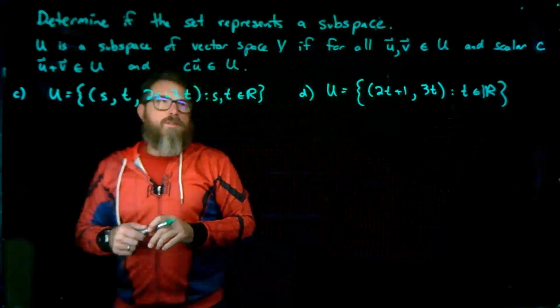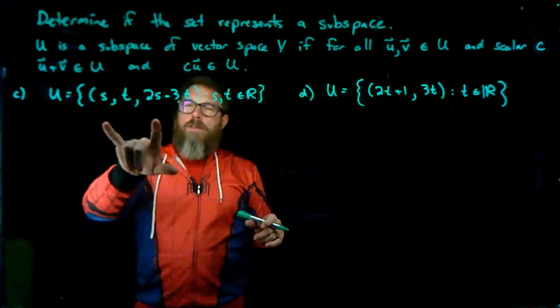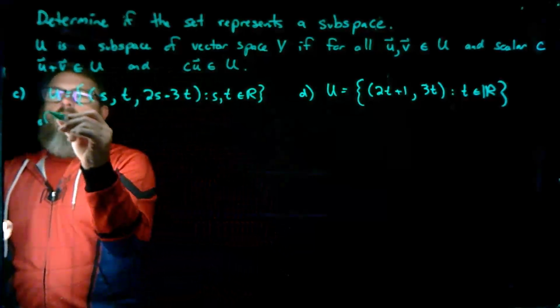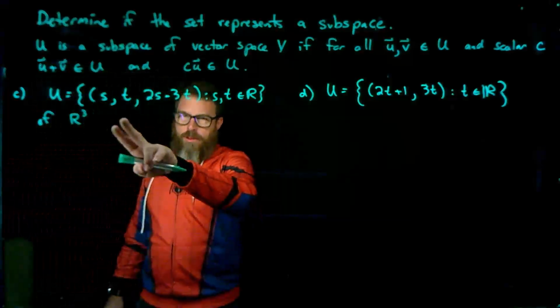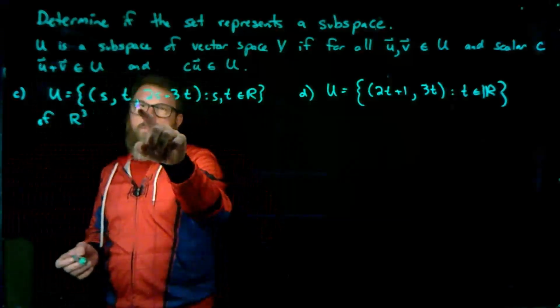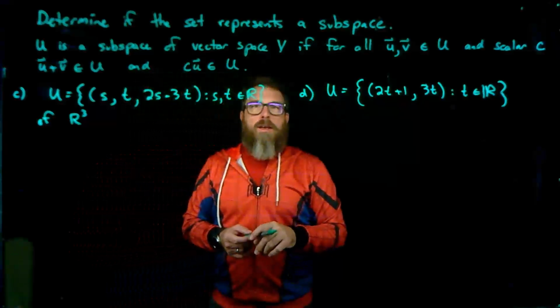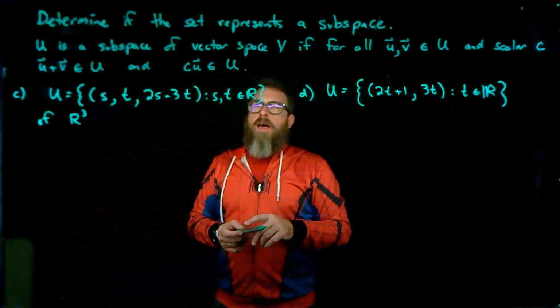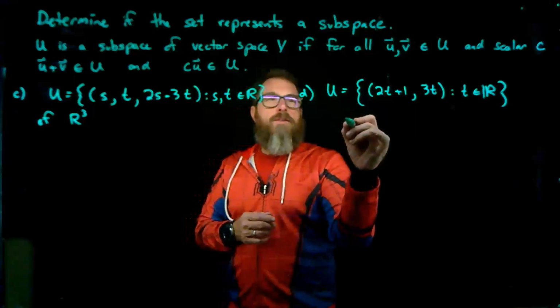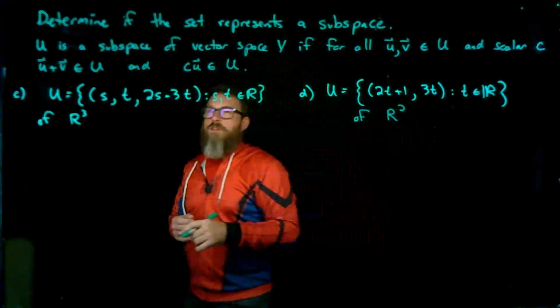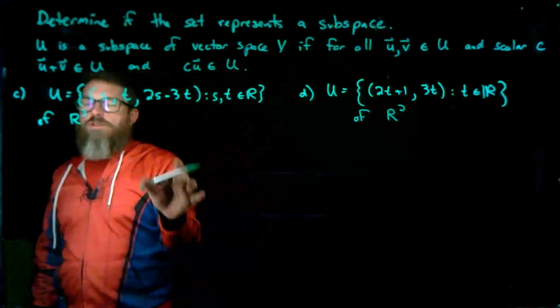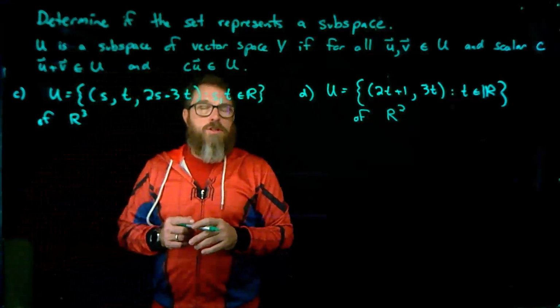All right, so two more examples. Now, this would be a subspace of, say, R3, because what I have is a three-component vector. And this would be of a two-dimensional disk. So this is going to be of R2. So I want to see if this is closed under vector addition and scalar multiplication, and I'm going to check this one as well.